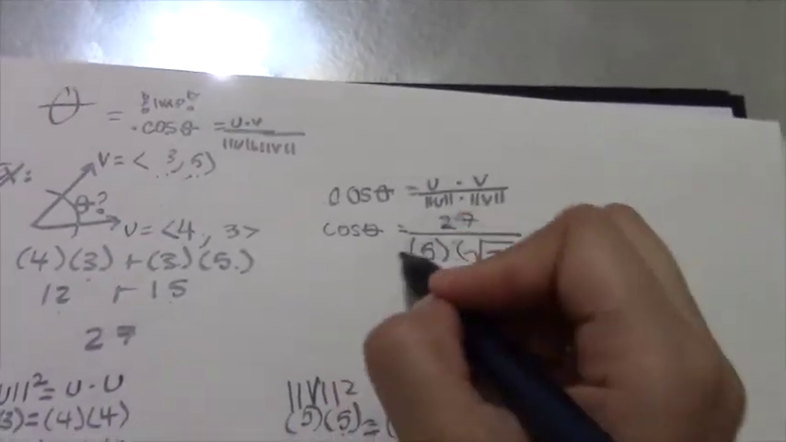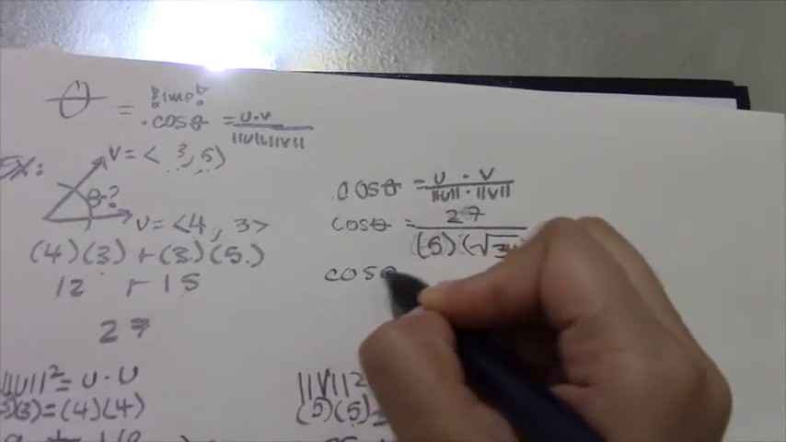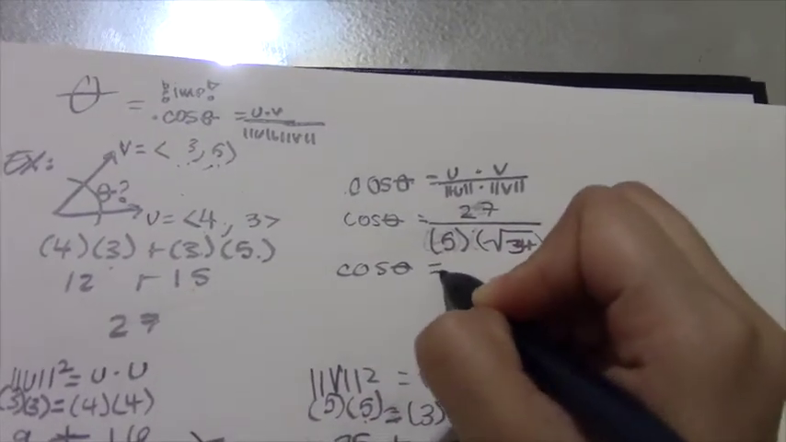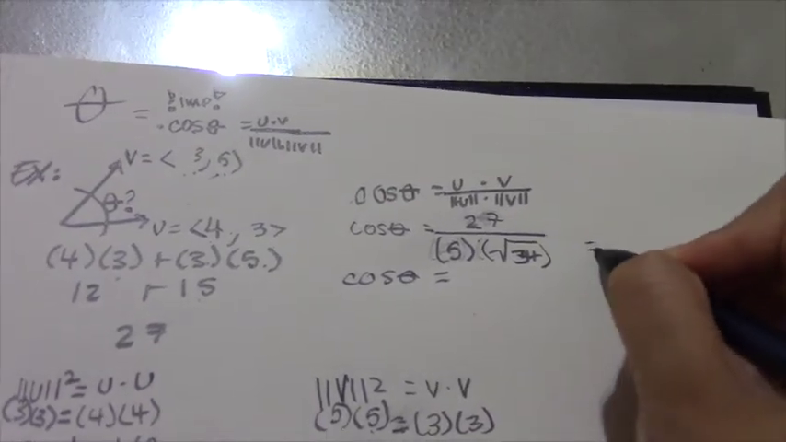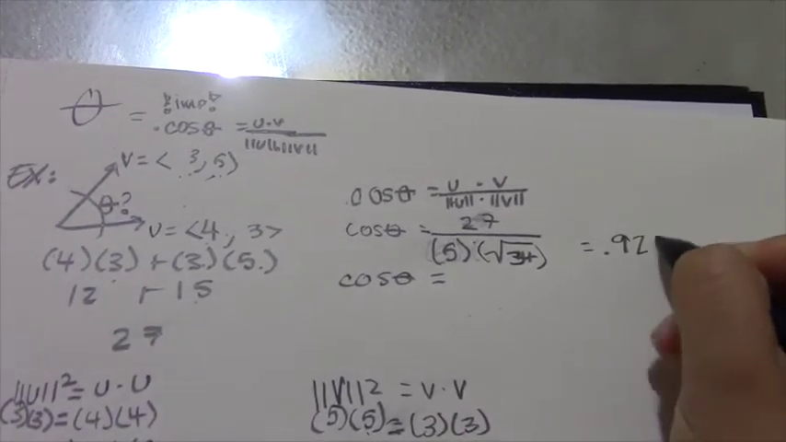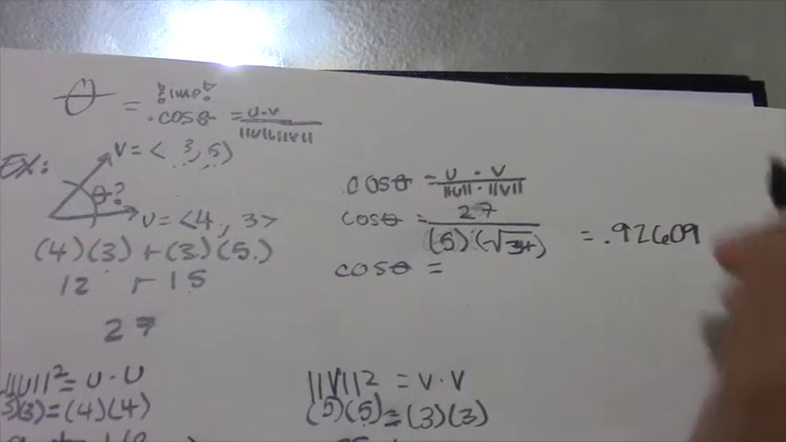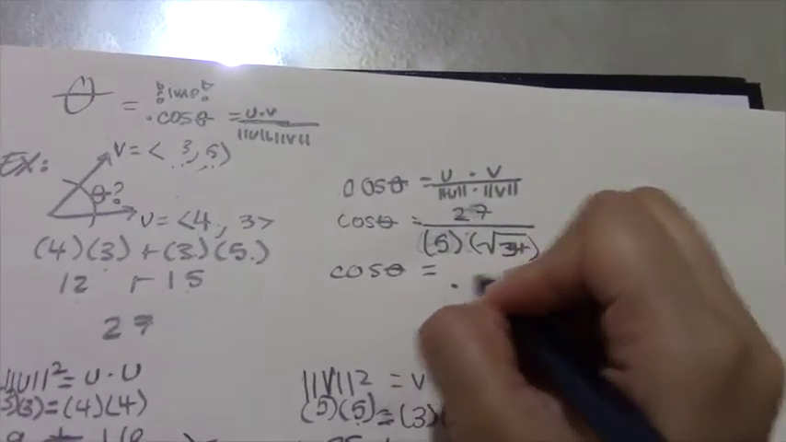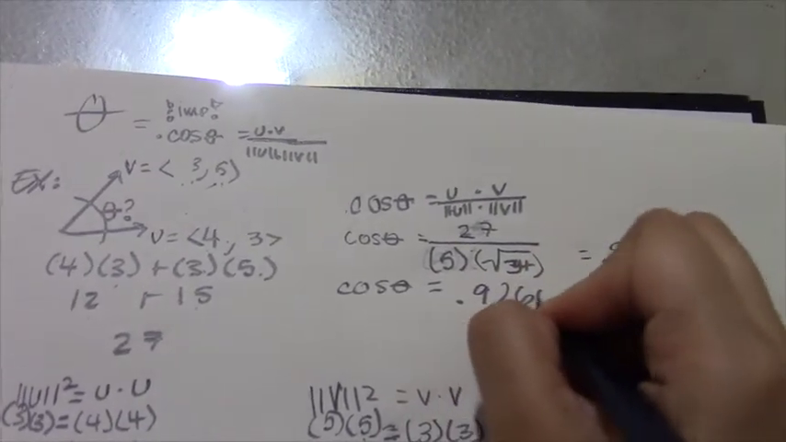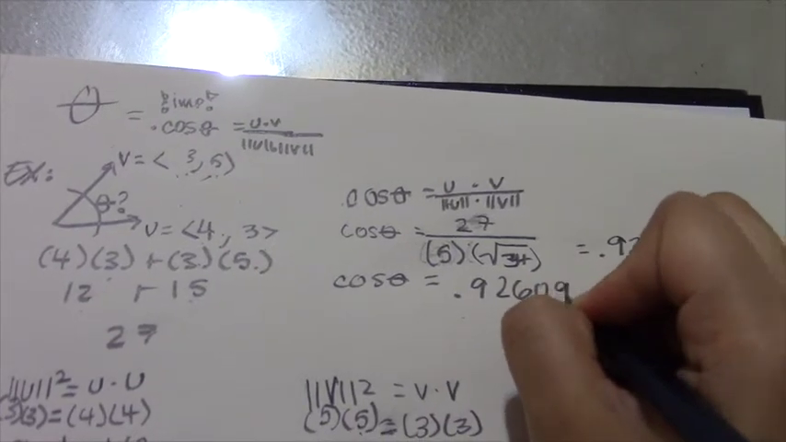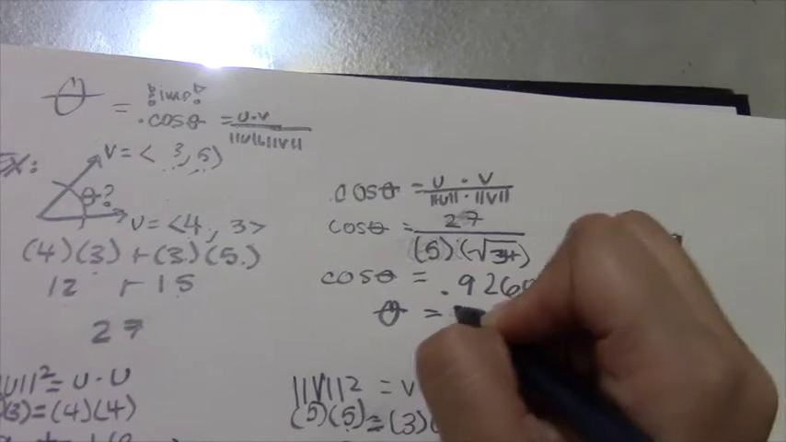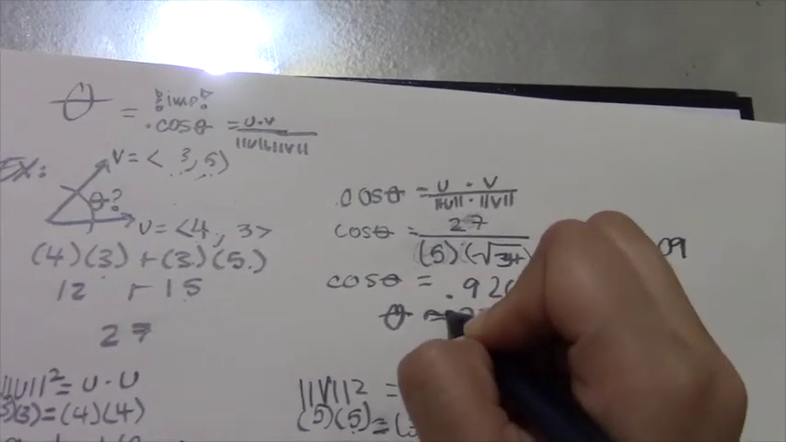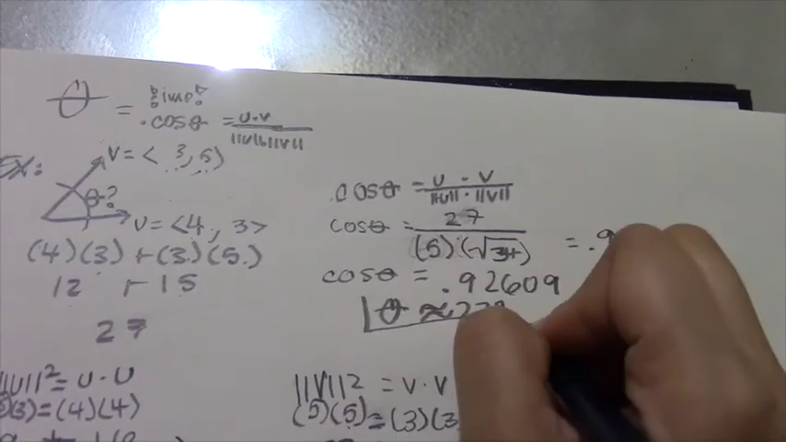After that, we have to put cosine theta equals, and when you put this in a calculator, you get 0.92609. So the answer is 0.92609. And putting your calculator in degrees, you get 22 degrees. And that is the answer.